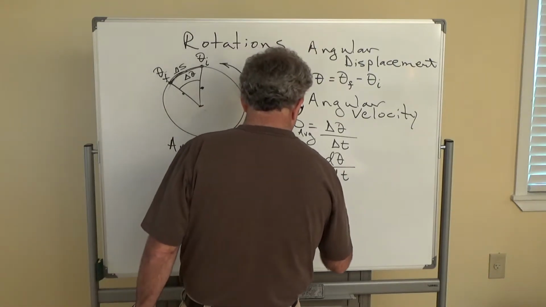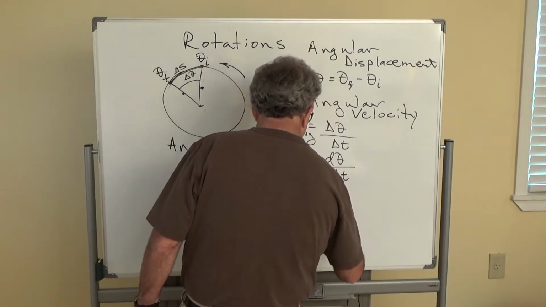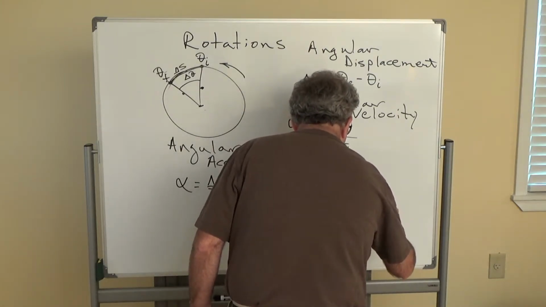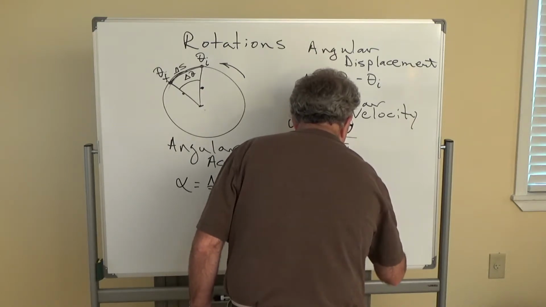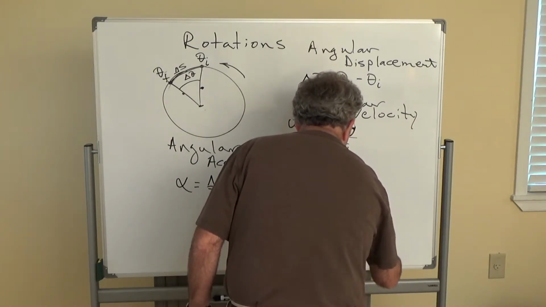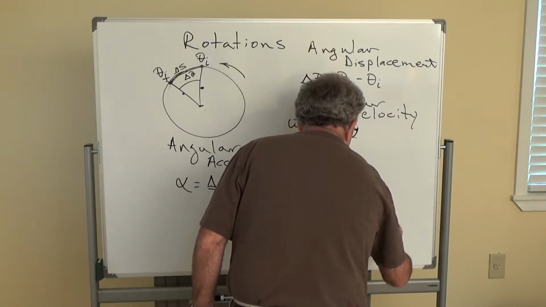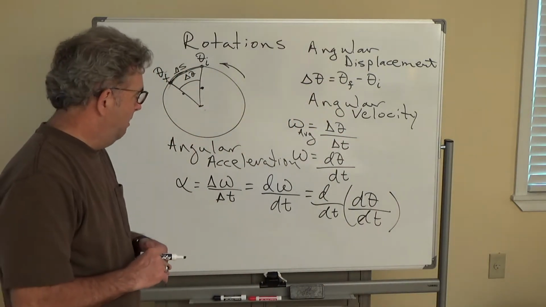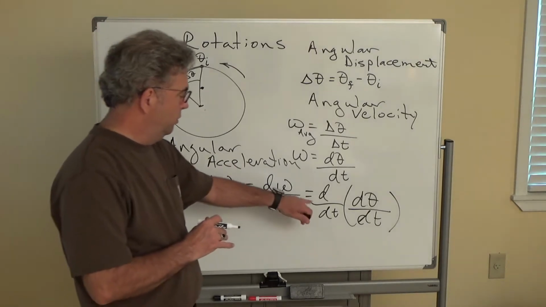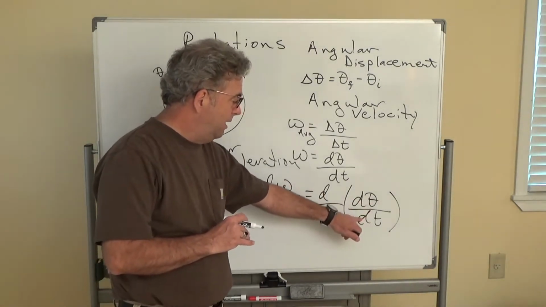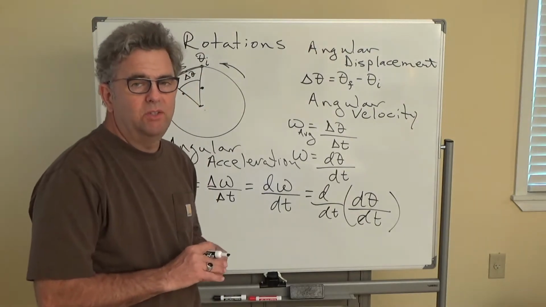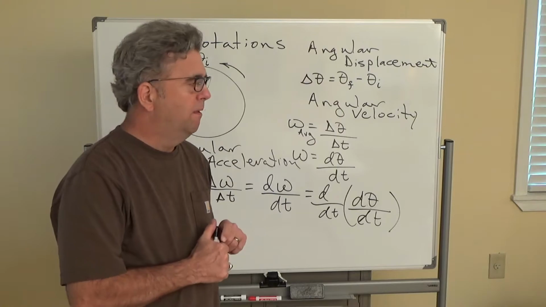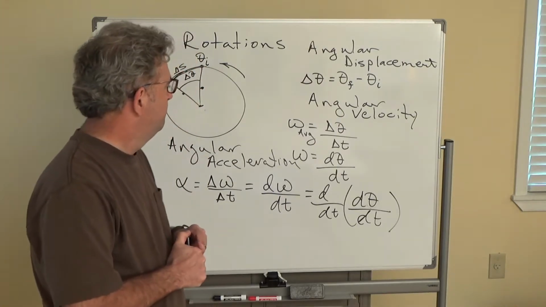That's equal to the second derivative, d dt of d theta dt. I can't write this low. D omega dt is equal to d dt of d theta dt. It's a second derivative of the displacement. Second time derivative. Okay?